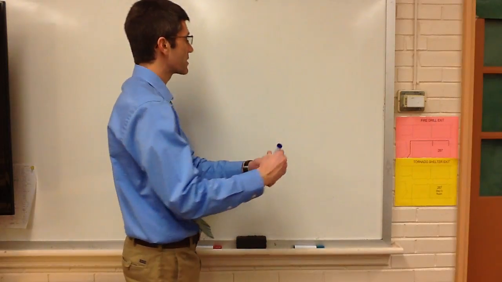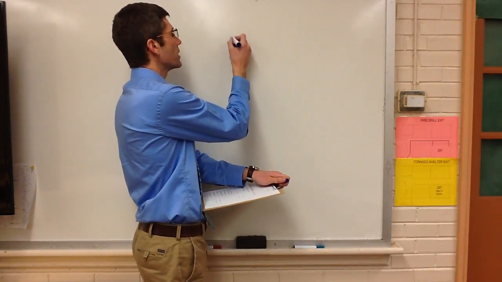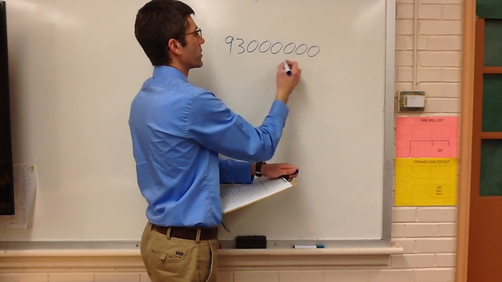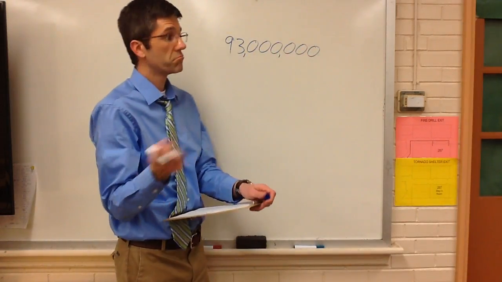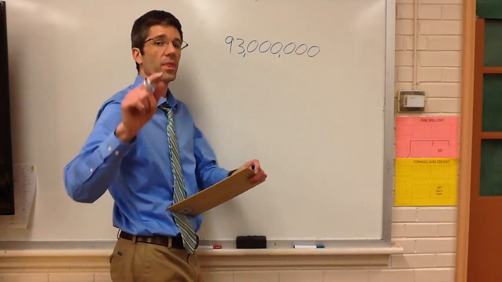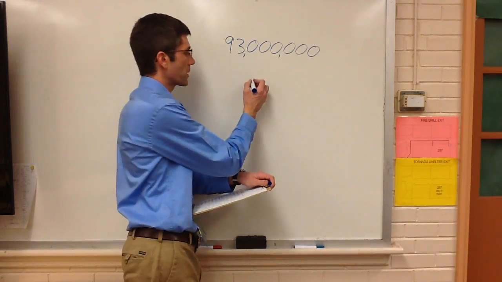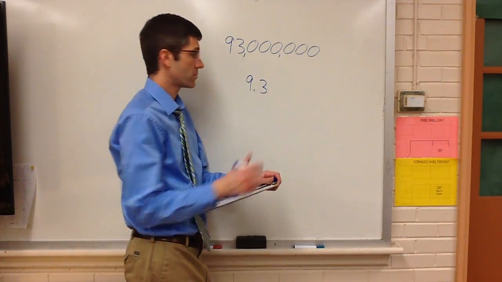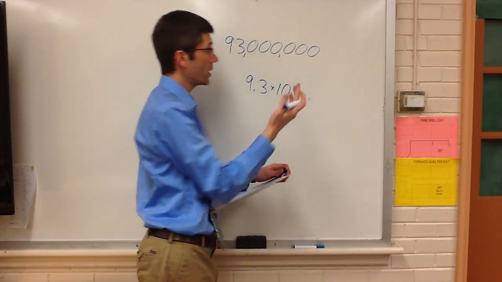So the sun is 93 million miles from Earth. There it is. Okay, this is what I want my decimal to be. I want it to say that, times 10 to the what?